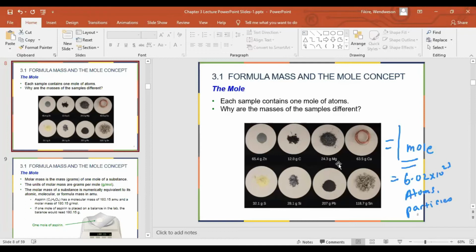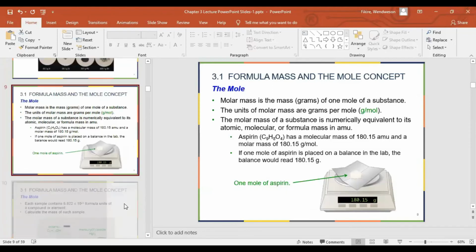Okay, so you have 65.4 grams of zinc. There is 6.02 times 10 to the power of 23 atoms of zinc there, because that's 1 mole of zinc. You can verify that from the periodic table. Okay, so we can move to the next one.